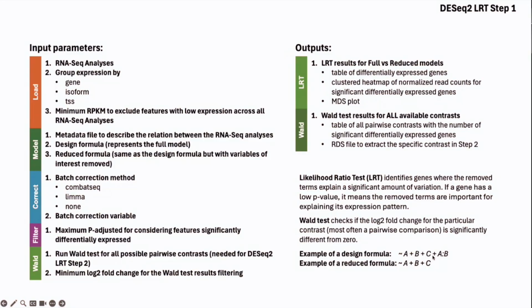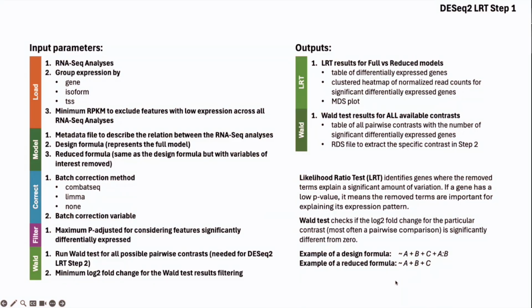Every term consists of variables, and the term can consist of one variable. So if we look at this, it's an example of the design formula. It's factor A plus some factor B plus some factor C that are independent of each other, and then plus interaction of factor A and B. That means that A and B, which can be, for example, treatment and genotype, interact with each other. For example, the treatment works differently for different genotypes.